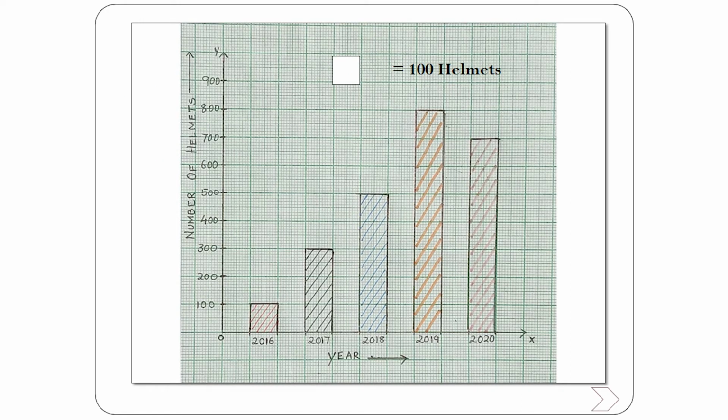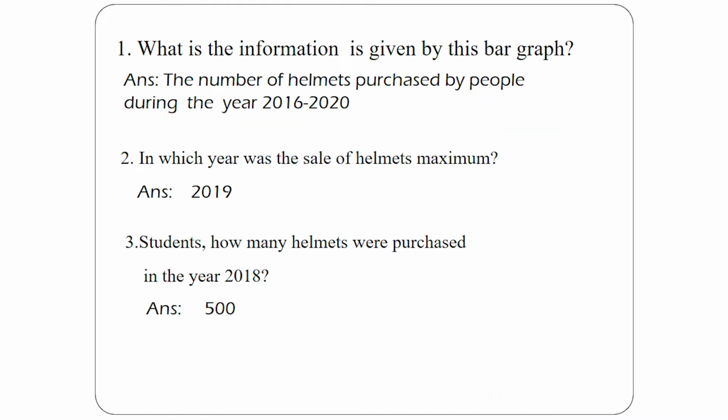Lastly, students, how many helmets were purchased in the year 2018? In order to answer this question, we need to go along the vertical axis of the bar graph and read the number on the y-axis at the left side with respect to the year 2018. Yes, in the year 2018, the number of helmets purchased is 500.